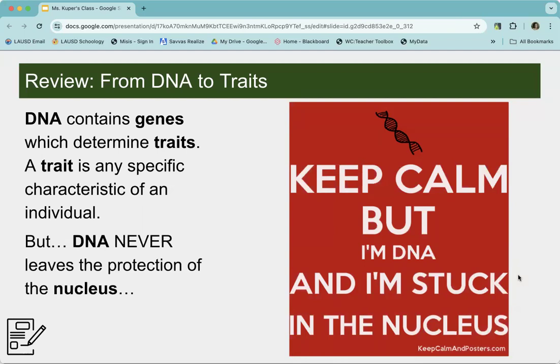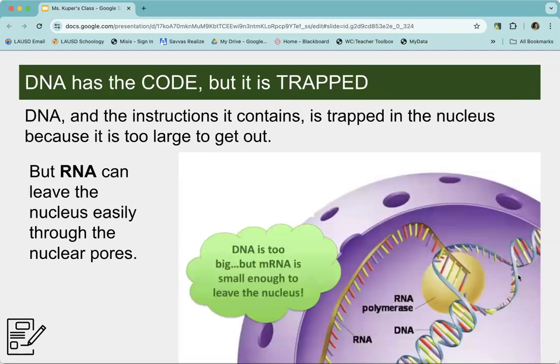So your DNA cannot leave the protection of the nucleus, but it codes for all of your traits, and your traits aren't stuck in the nucleus of the cell. So how does that happen? Like, what exactly is going on? DNA has the code for you, but it's trapped. DNA and the instructions it contains are trapped in the nucleus because it's too large to get out.